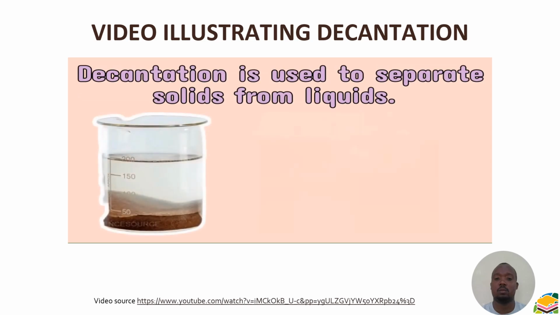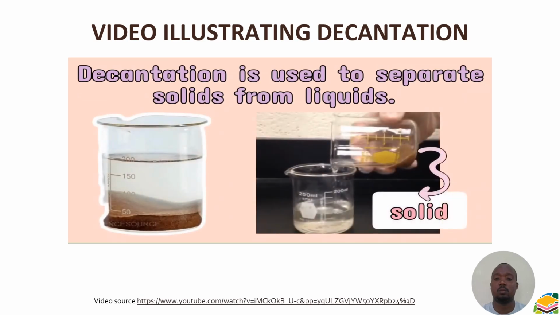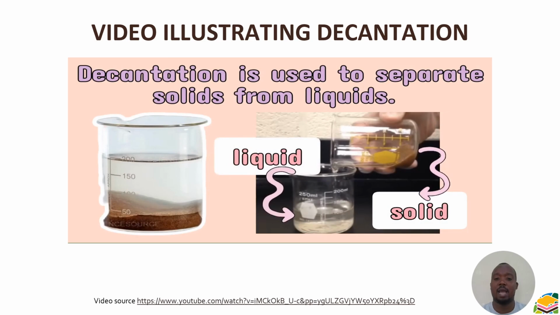Decantation is used to separate solids from liquids. It's not only solids from liquids; it can also be liquid from liquid. Here, they're talking about liquid and solid because they're using sand and water. As you can see, sand is denser than water. That is why sand is at the bottom, while water is on top.